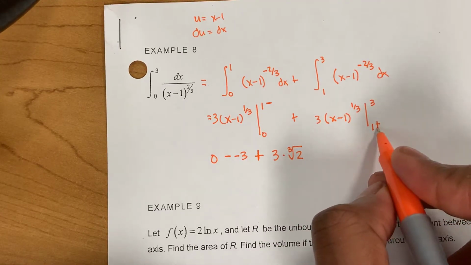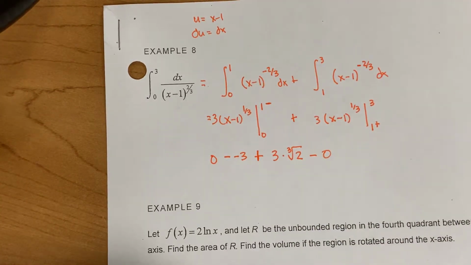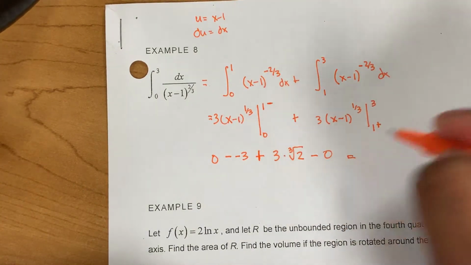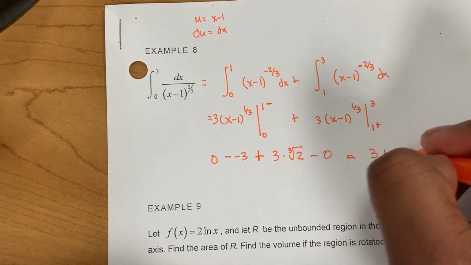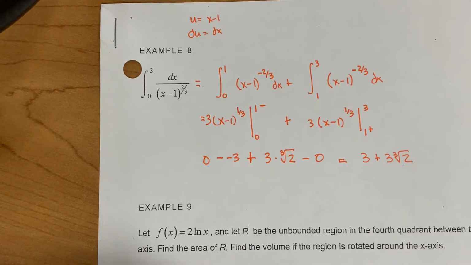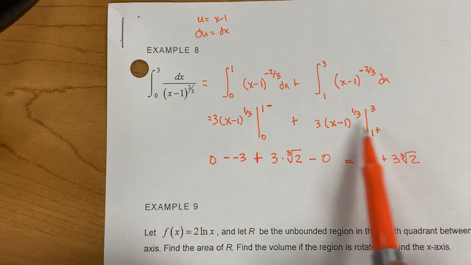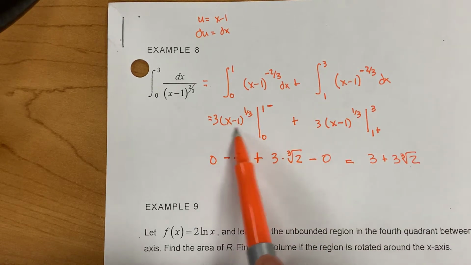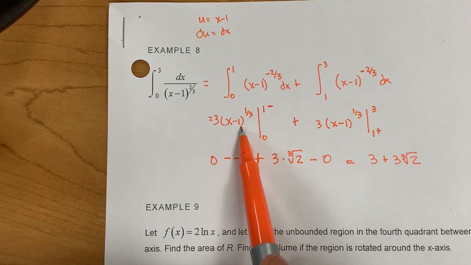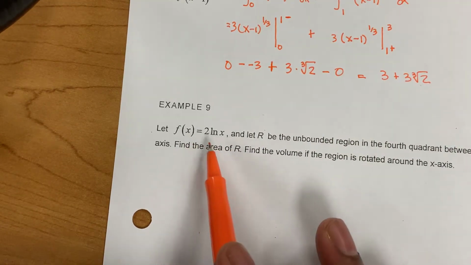And then when we substitute in 1, we're going to get minus 0 again. So this evaluates to just be 3 plus 3 cube root of 2. Now again, we can just substitute in 1 in both of these because it's not a point of discontinuity for this integral. And so then for the last example, we have f of x equals 2 ln x.